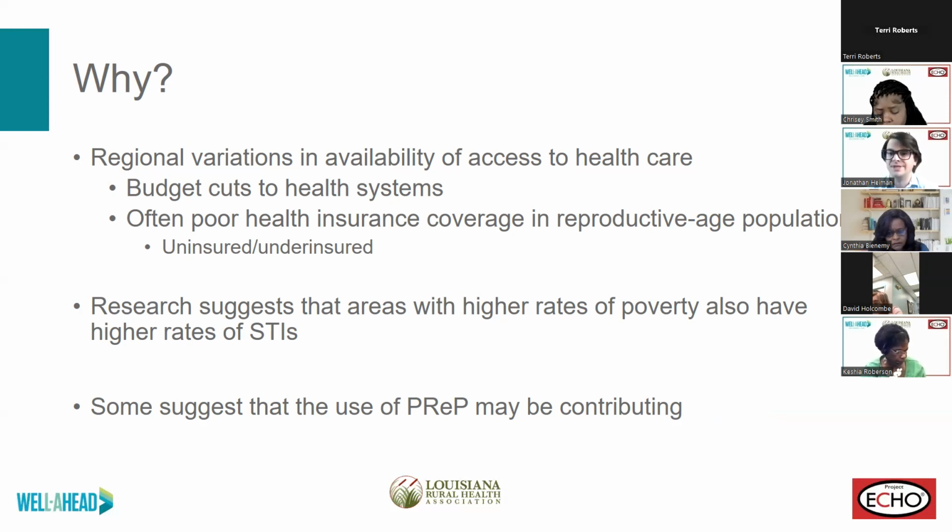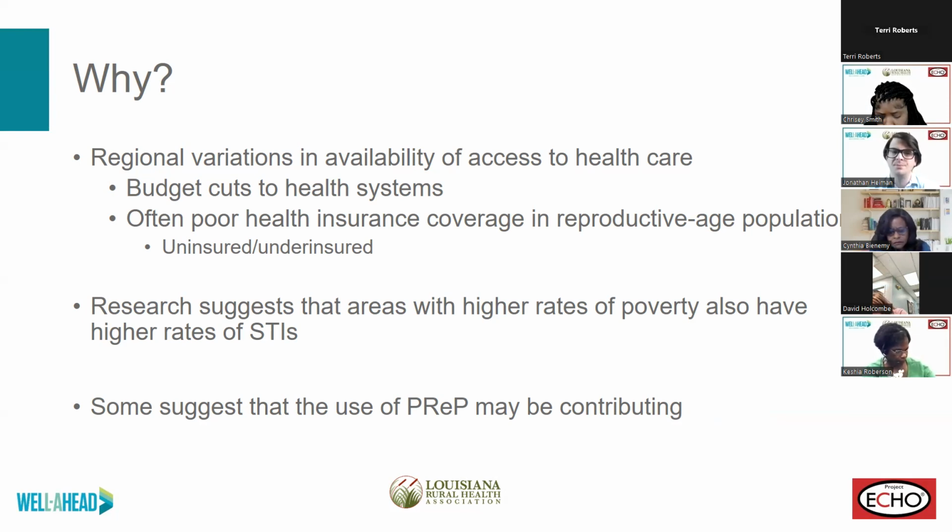So, we're seeing budget cuts to the health systems. Often the young people, the adolescents and young adults that we're seeing many of these cases in, have not great health insurance. They're underinsured or uninsured. Also, there's been a lot of research showing that areas with higher rates of poverty also have higher rates of sexually transmitted infections. And then I read this recently. I thought that was kind of interesting.